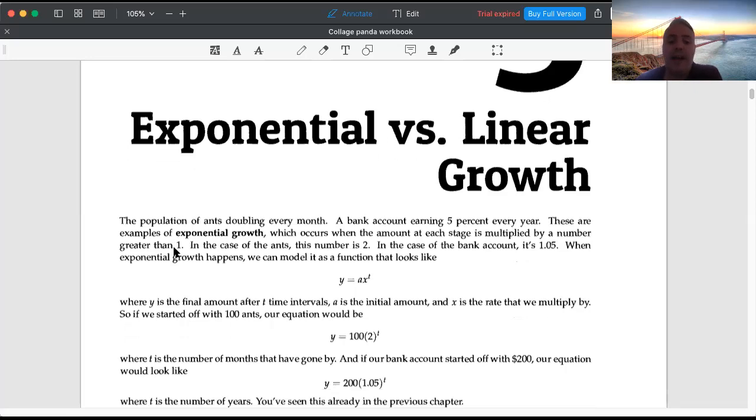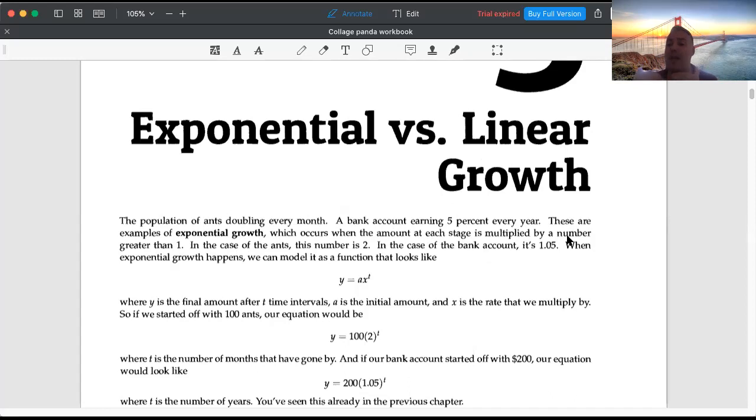The population of ants doubling every month. A bank account earning 5% every year. These are examples of exponential growth, which occurs when the amount at each stage is multiplied by a number greater than 1, like 2, 4, 8, 16, 32, or 3, 9, 27, 81.